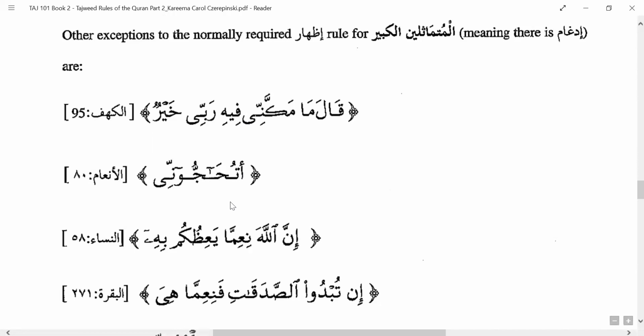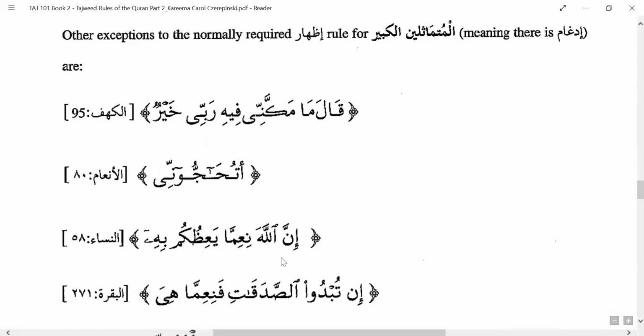Then you have Suratul An'am, ayah number 80. Atuhajjuni. Here you have both are mad lazim. You will take it 6 counts here and 6 counts here. Now here in the same word, you have two jim. You will join them and combine and read. Same with the noon here. And actually these both are not voweled because the first is sukoon and the second is a haraka with a dhamma.